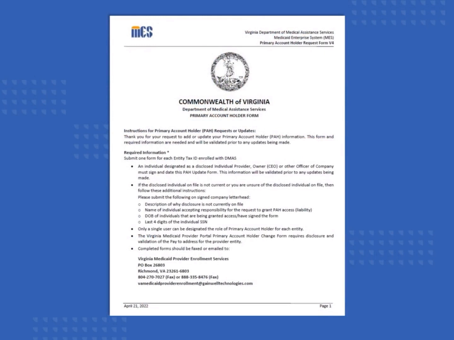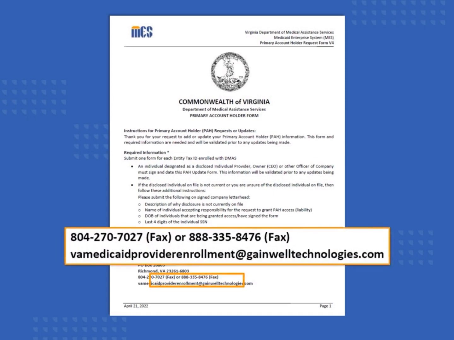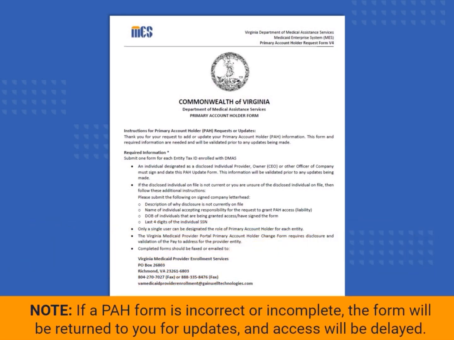The first page of the form provides instructions and information to consider when completing the form. Be sure to read this page before completing the form. It indicates important details, such as needing to submit one PAH form for each entity tax ID enrolled with DMAS. This page also includes where the form should be emailed or faxed when completed. Take time to verify the information you provide. If DMAS receives a PAH form that is incorrect or incomplete, the form will be returned to you for updates and access will be delayed.